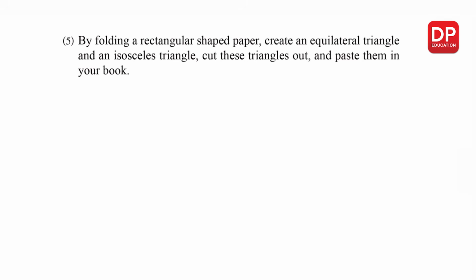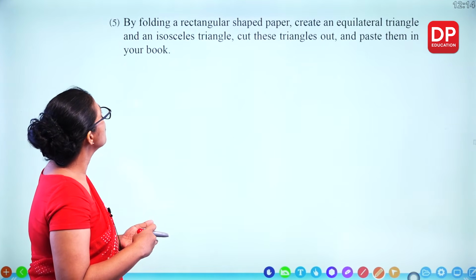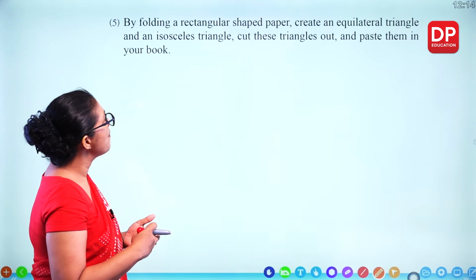Question number 5. By folding a rectangular shaped paper, create an equilateral triangle and an isosceles triangle. Cut these triangles out and paste them in your book. So again, another activity for you. So you can do by folding a rectangular shaped paper.